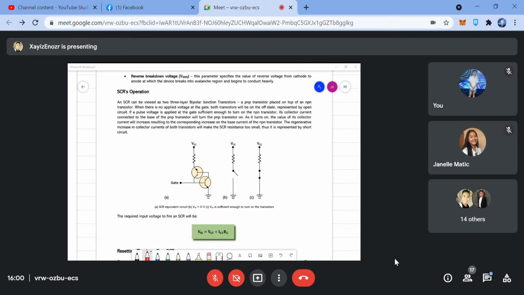Okay. So, yung SCR daw can be viewed as ito. Para siyang dalawang BJT. Okay? Pair siya ng dalawang BJT. Isang PNP, tsaka isang NPN. Okay? Paano pa yung operation niya?